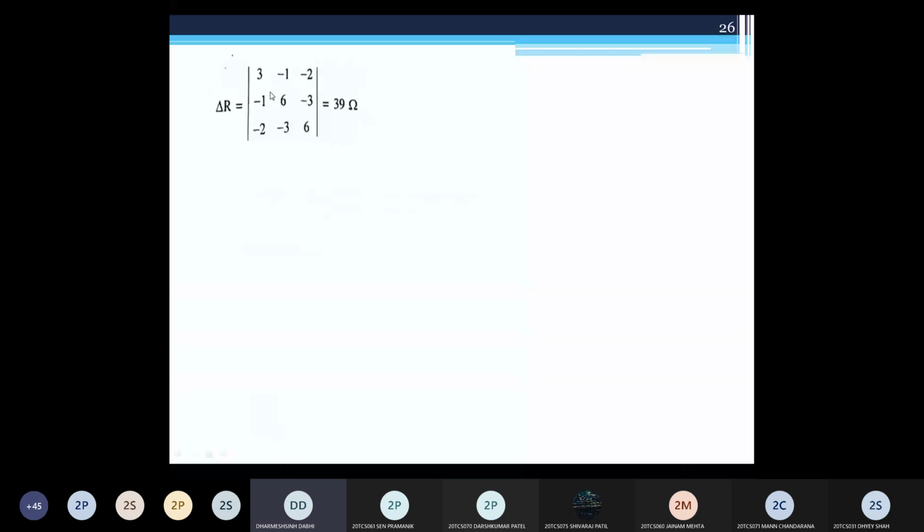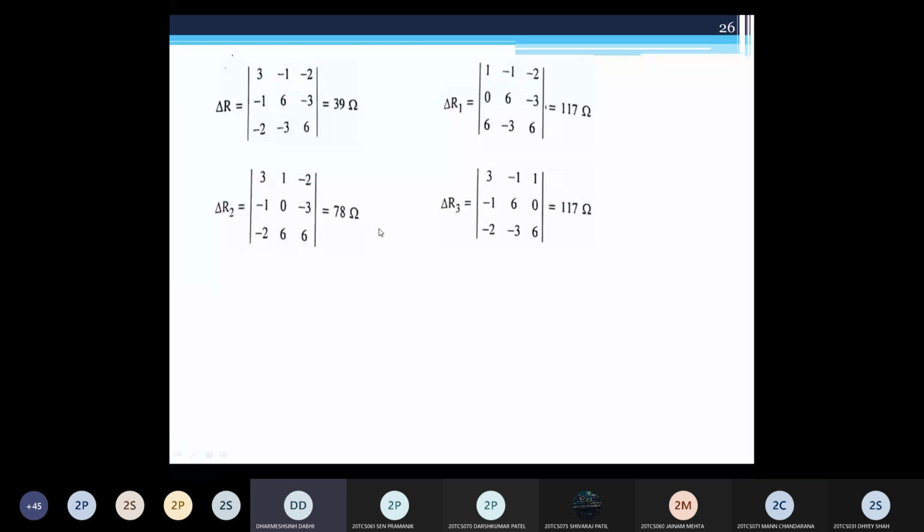So delta R you get 39 ohm. Delta R1 you get 117 ohm. In the first column of this matrix delta R, it is replaced by the voltage source column 1, 0, 6. Same way for delta R2, the second column is replaced by the voltage source column, and you get determinant 78 ohm. And for delta R3, the third column is replaced by the voltage source column and you get 117 ohm.